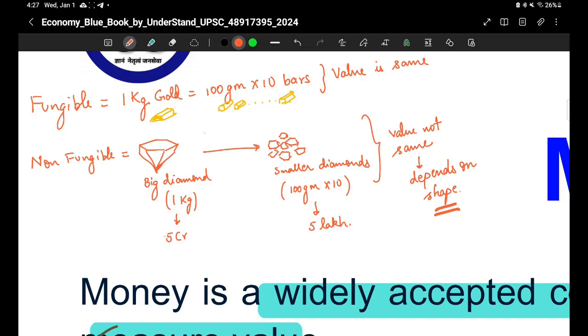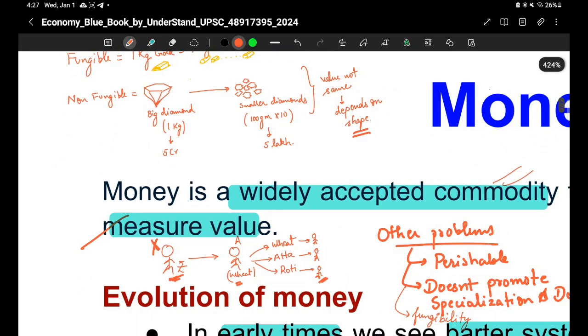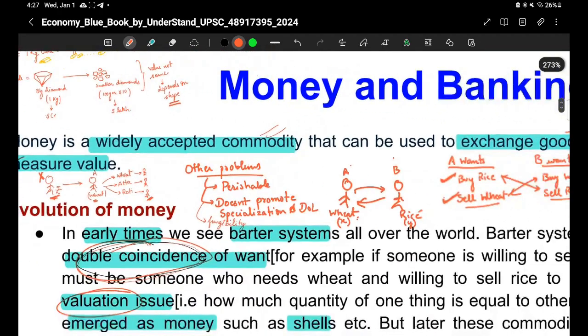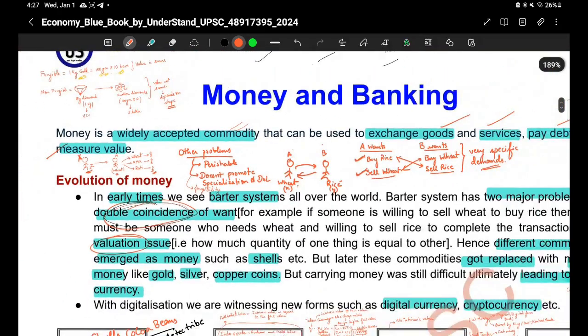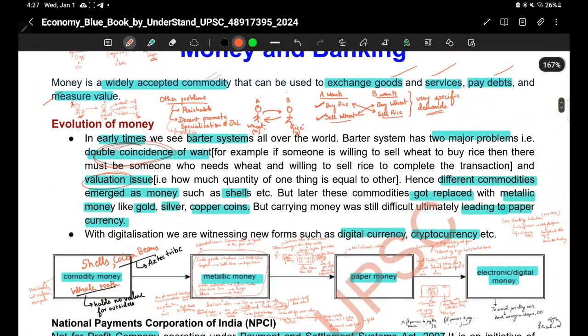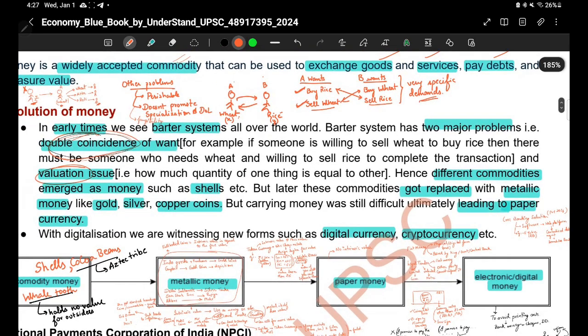Now this is all very complicated. It will get complicated if barter is used. That's one limitation. Because of these problems, people shifted to a different commodity as money, such as shells. Shells started coming up after goods and all that. Later these commodities got replaced with metallic money: gold, silver, copper coins and all. But carrying money was difficult, which ultimately led to paper currency.